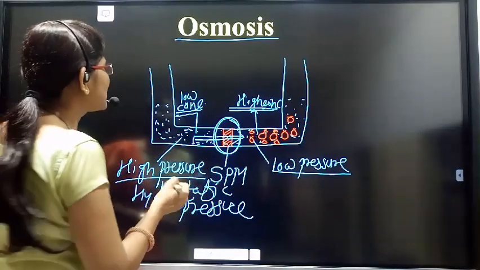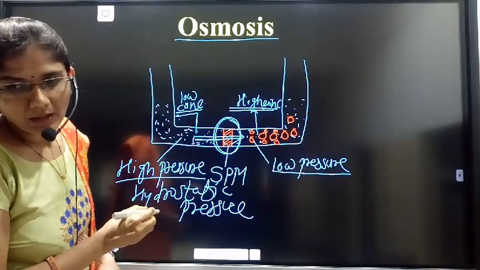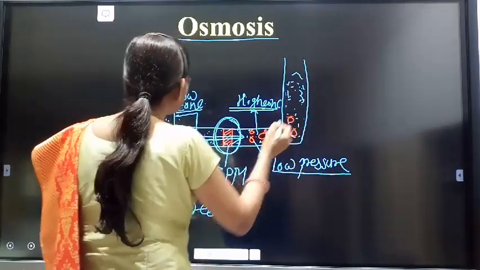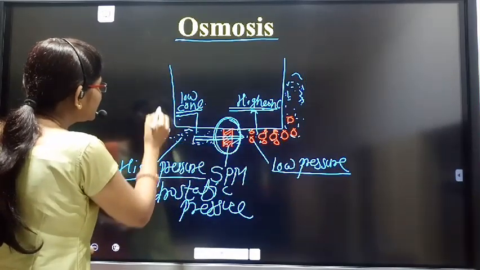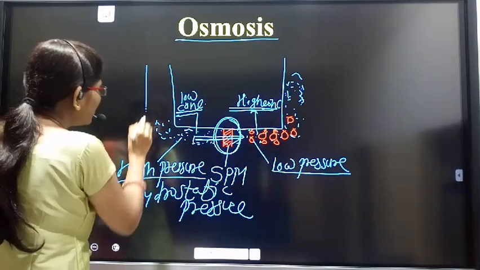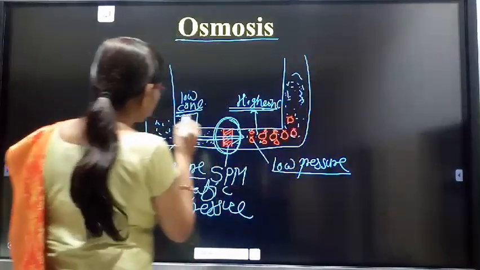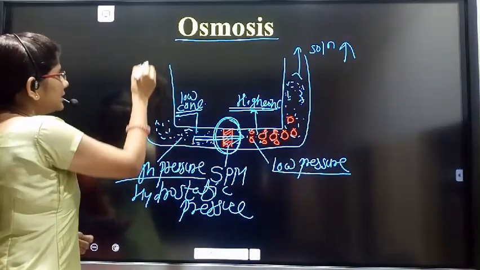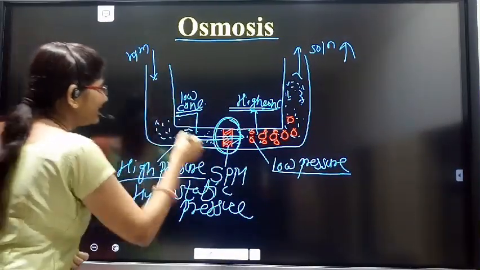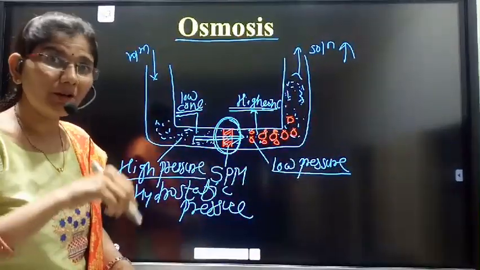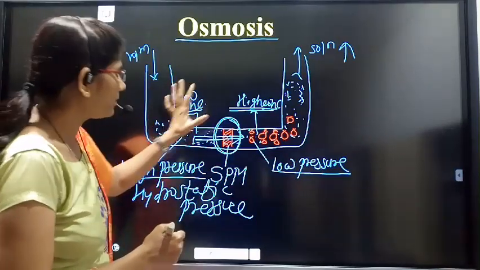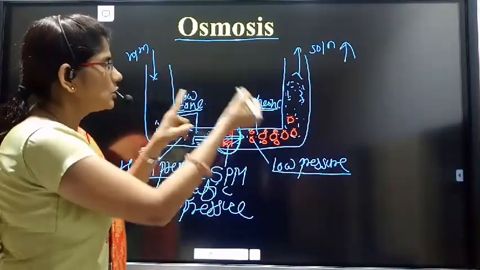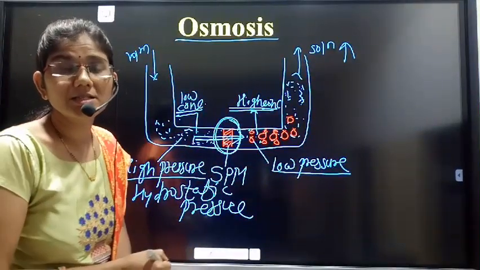And during osmosis, what happens? The volume of the solution increases and the volume of this part decreases, because the flow of solvent is taking place from this part to this part, from lower concentration region to higher concentration region, or from solvent to solution, and therefore this process is called osmosis.